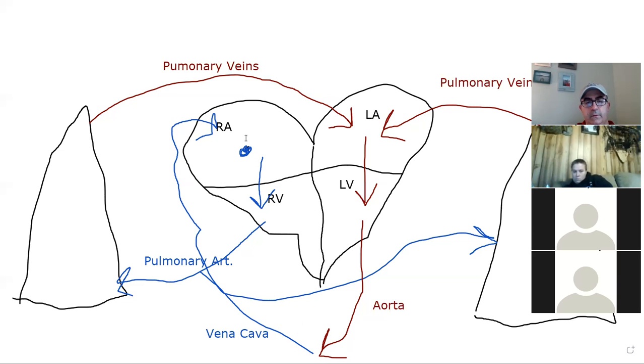Right? So right atrium, right ventricle, pulmonary arteries to the lungs, pulmonary veins back to the left atrium, left ventricle, aorta, vena cava, back to the right atrium.